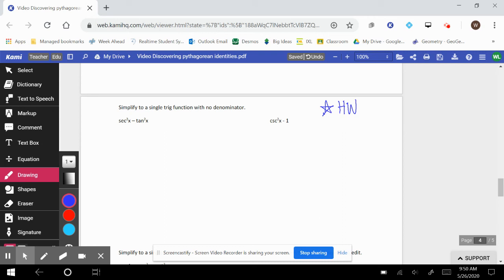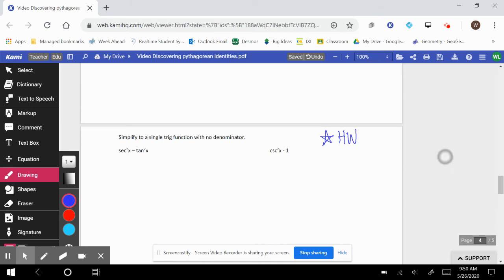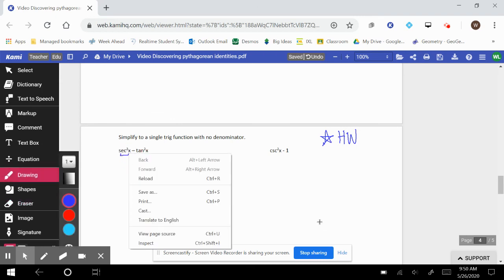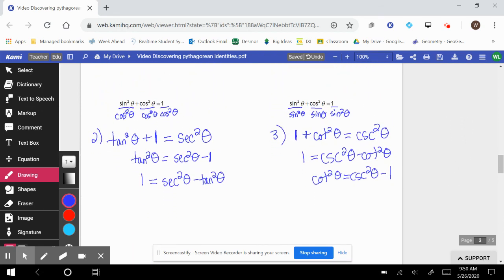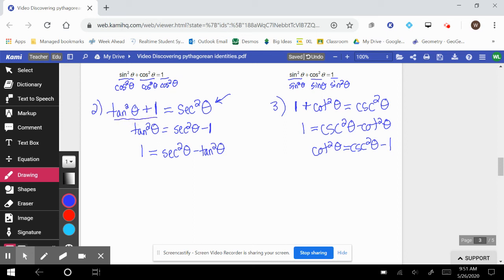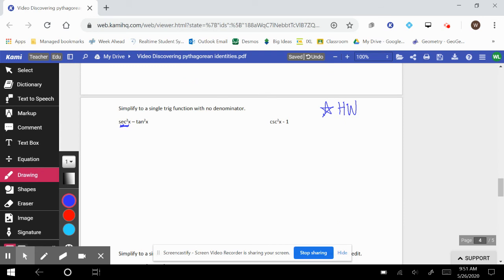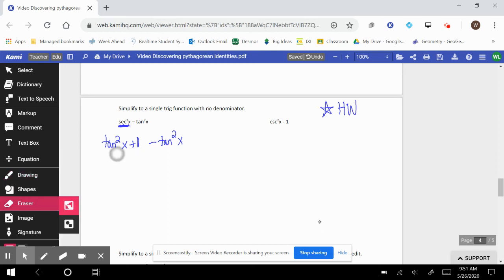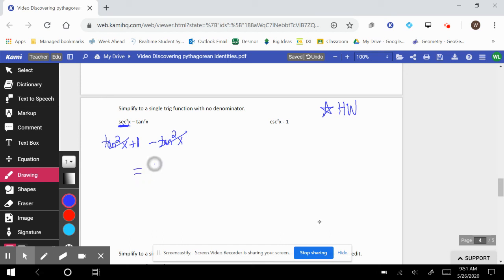Like number 1 here, secant squared x minus tan squared x. We want to simplify that. So I'm going to look to see if I can replace one or both of these to make some things cancel out. First I'm looking at secant squared of x. I'm going to go up to the identities we just proved, and where do I see secant? I see it right over here: secant squared of theta, or secant squared of x. And look, secant squared x is equal to tangent squared of x plus 1. So I can replace secant squared of x with tan squared of x plus 1, because those two things are equal. We know that to be true, so you can replace one with the other. Now I have tan squared x minus tan squared x, so those will cancel each other out, and it just equals 1.